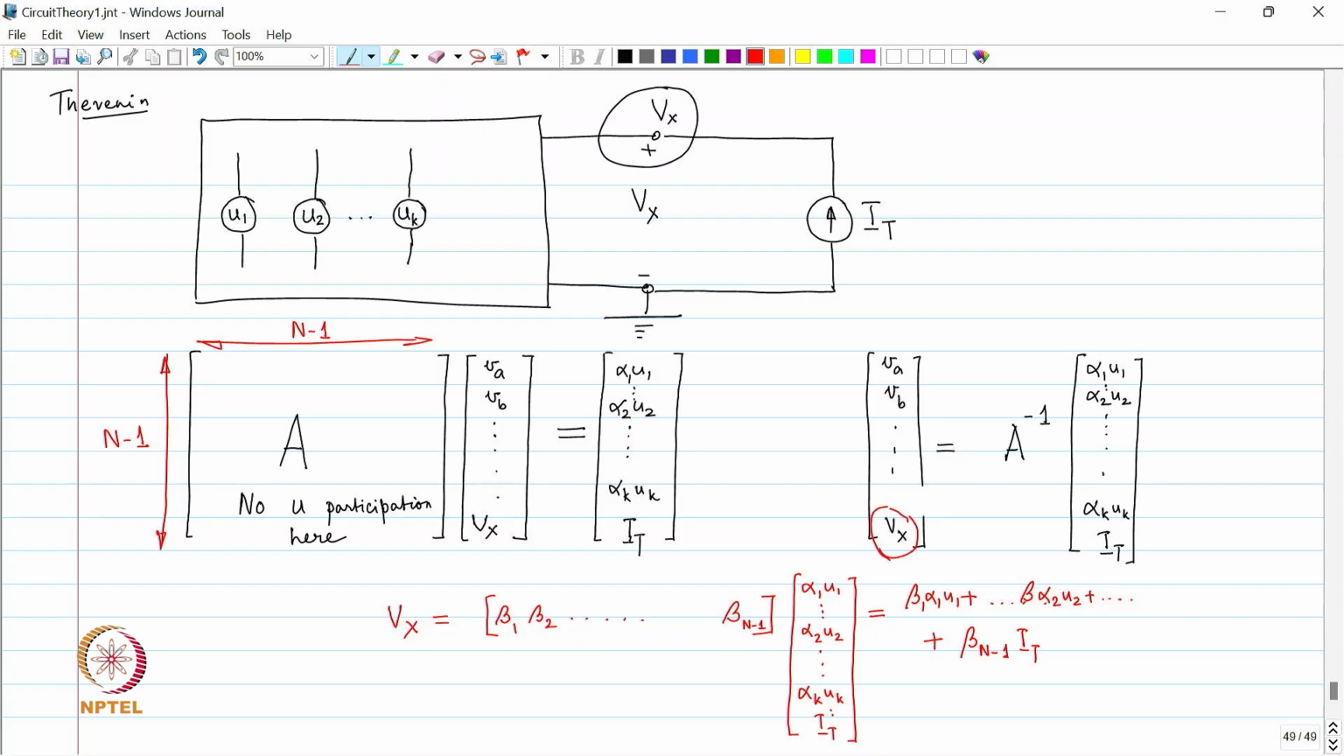Now, what we are going to do is, we are going to break this up into two parts. This result we are going to break up into two parts. The first part contains all of these, and the second part is just this one.